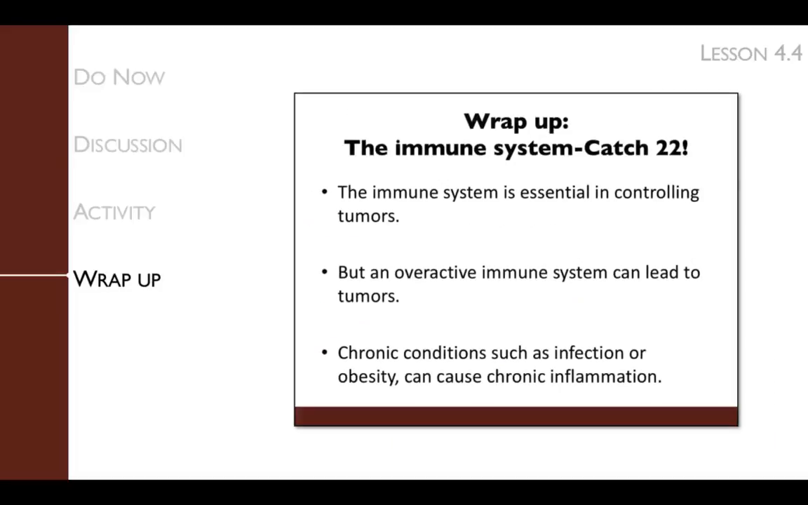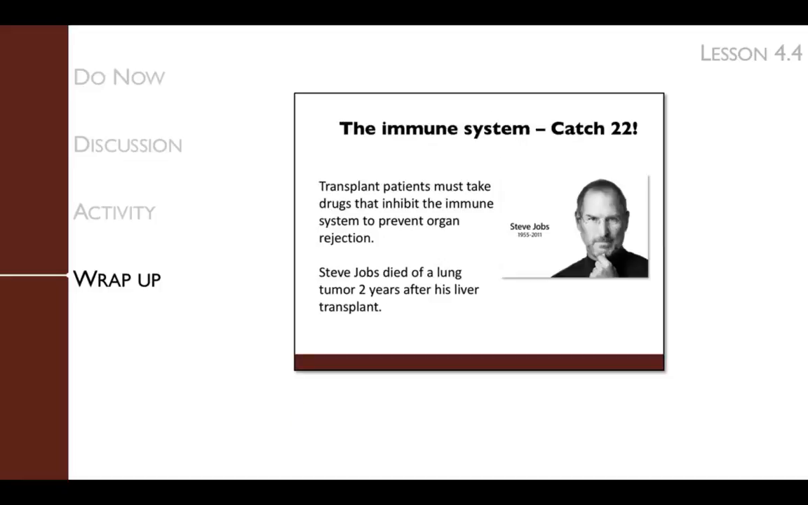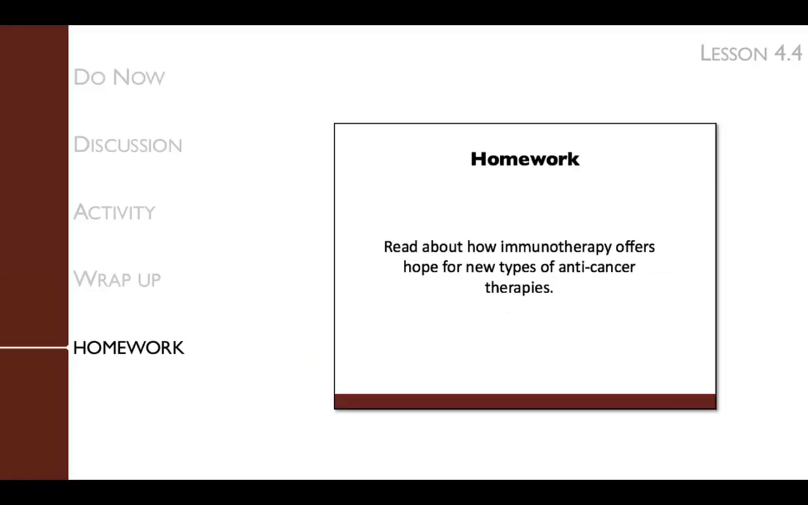which helps the cancer cells enter the bloodstream. We need a strong immune system to control tumors, but if the immune system is overactive, this can itself lead to more aggressive cancers. Remind students about Lesson 3.3, where they studied how chronic inflammation can lead to cancer. On the other hand, a weakened immune system will not be able to control cancer. This is seen in conditions where patients must take immunosuppressive drugs. For homework, have students read a news article about how immunotherapy offers hope as a new type of anti-cancer therapy.